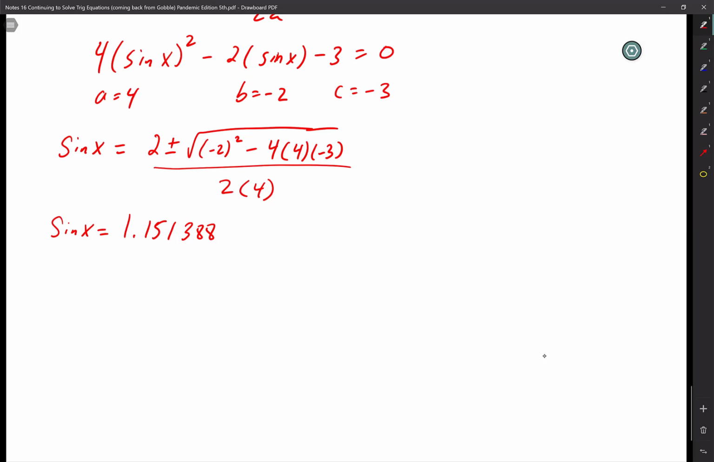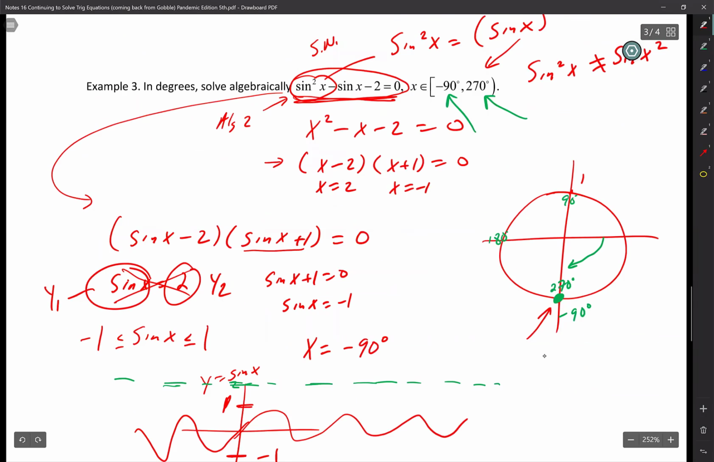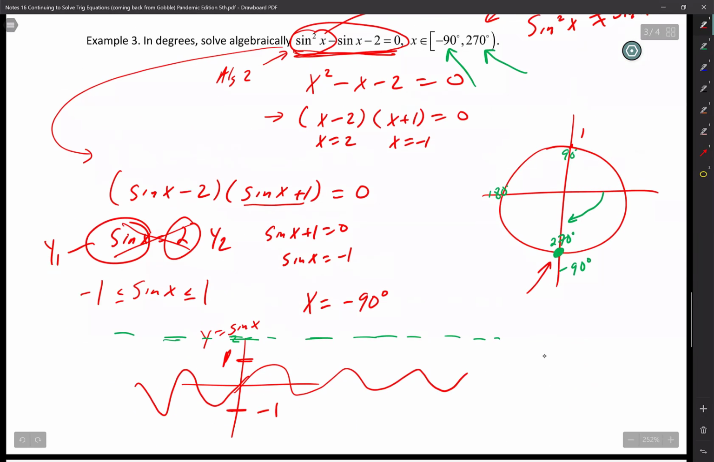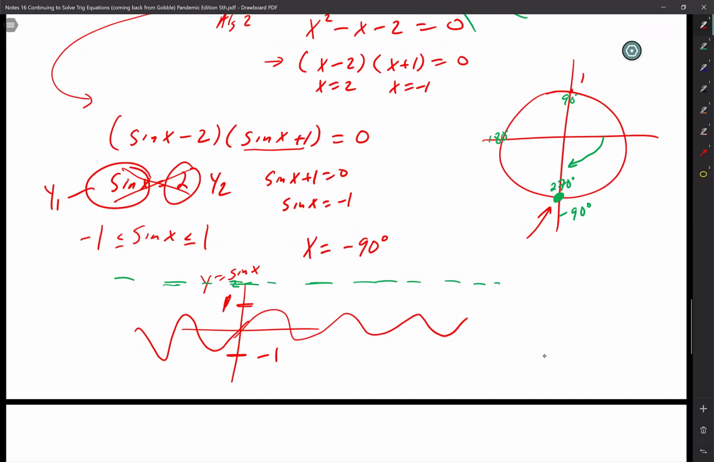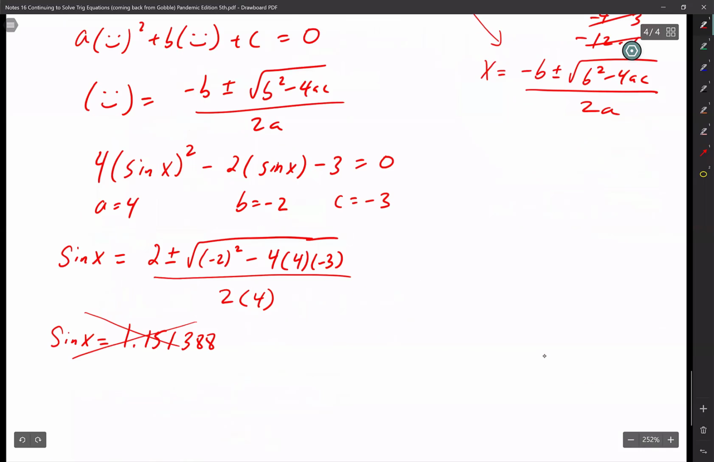There's one of them. By the way, is this one possible? No, not possible, for the same reason we just talked about over here, guys. Sin x has to be between -1 and 1. So that one's not possible.